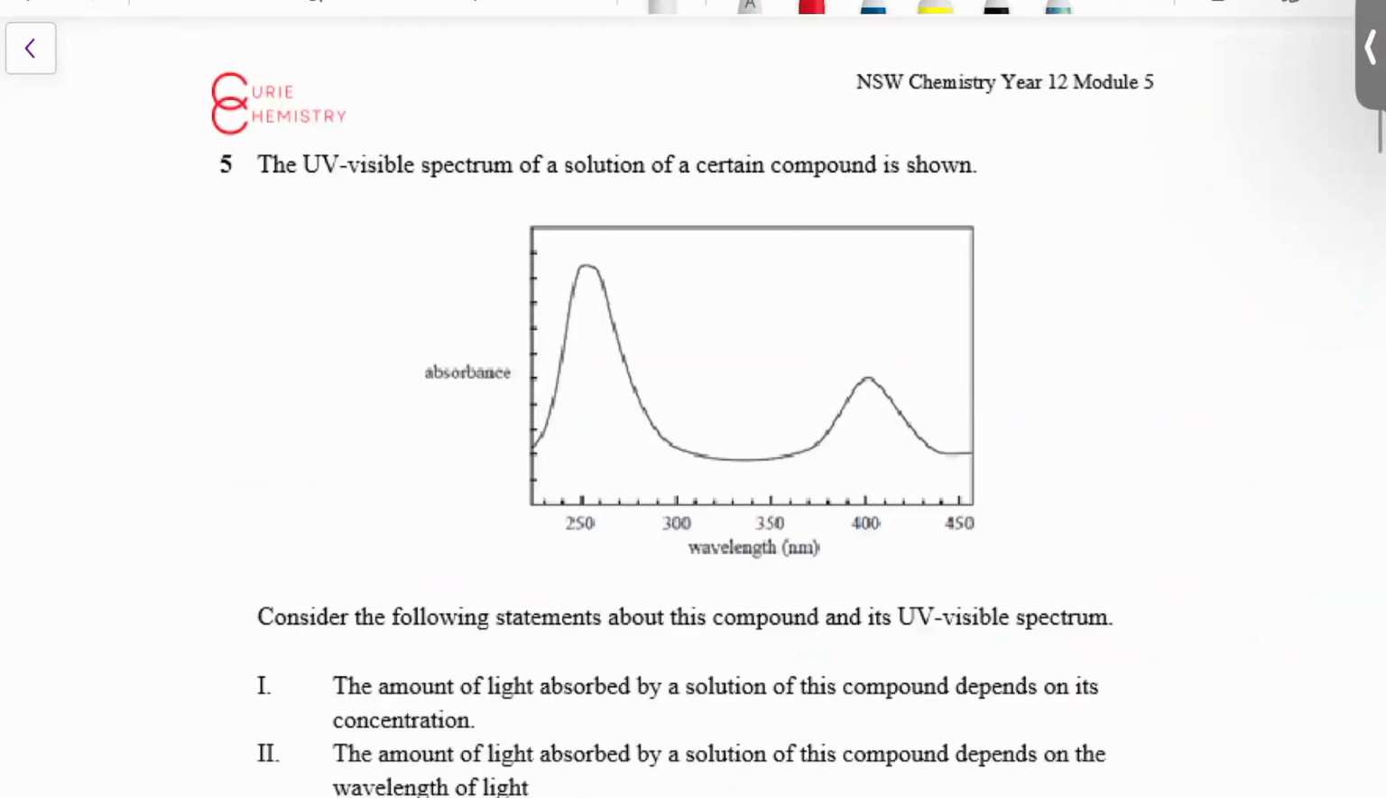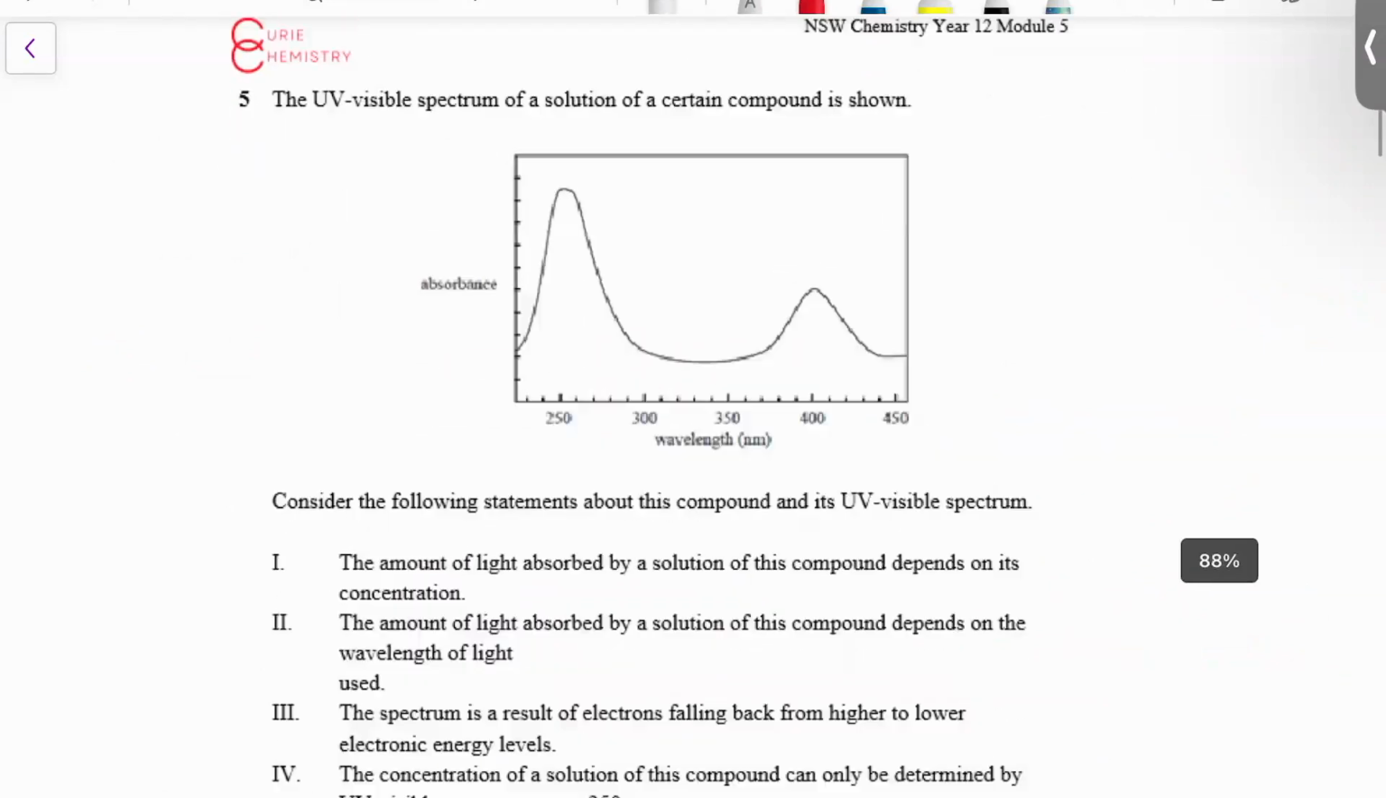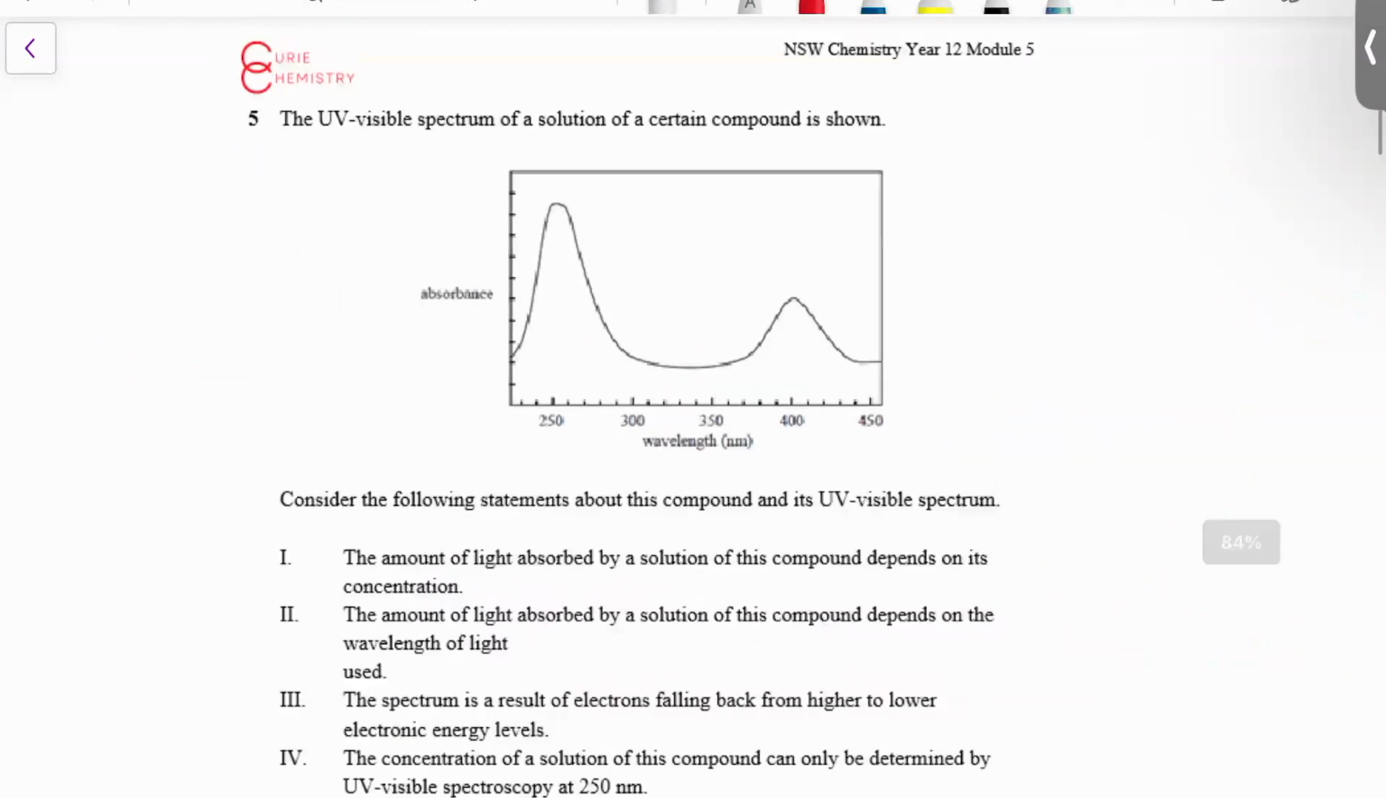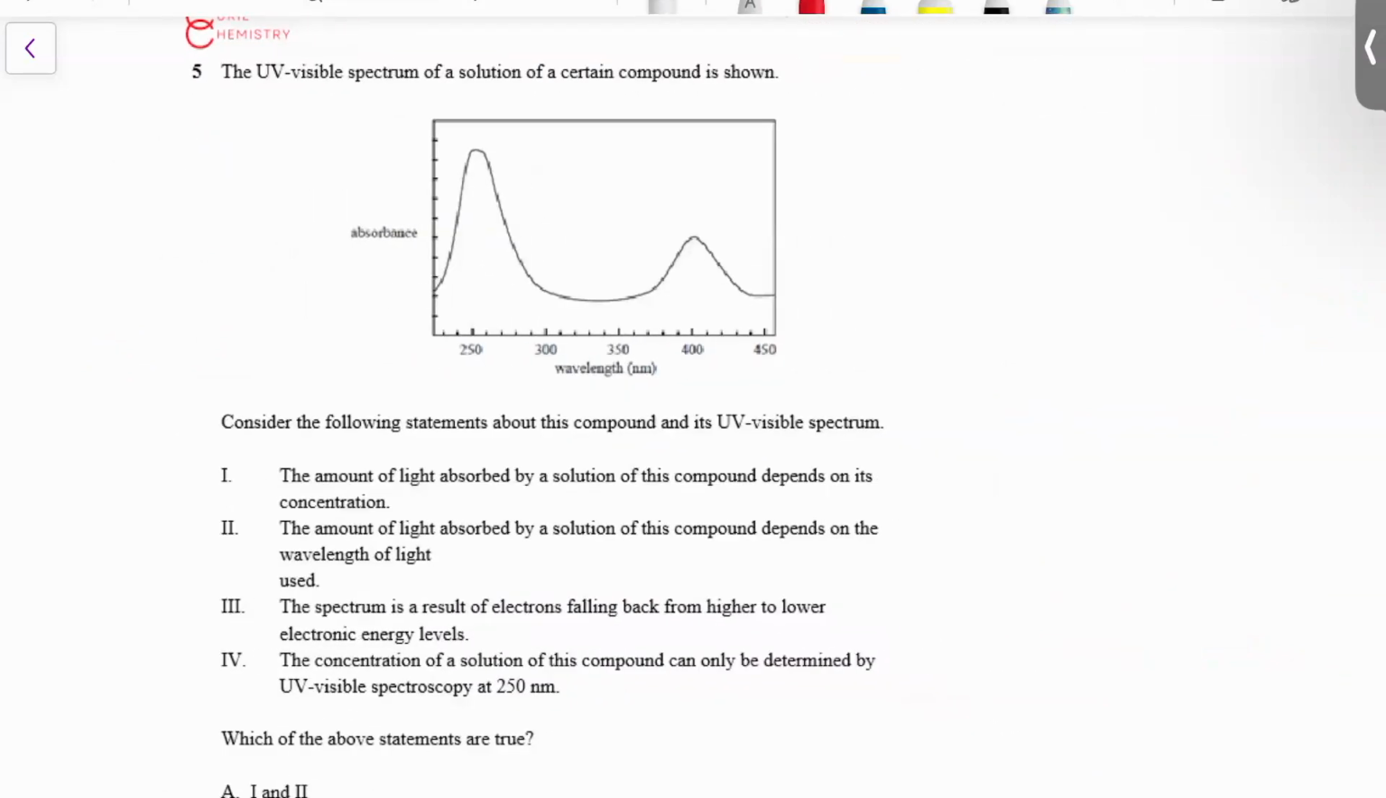Question 5. The UV visible spectrum of a solution of a certain compound is shown. Consider the following statements about this compound and its UV visible spectrum. Which of the above statements is true? Statement 1: The amount of light absorbed by a solution of this compound depends on its concentration. True or false?